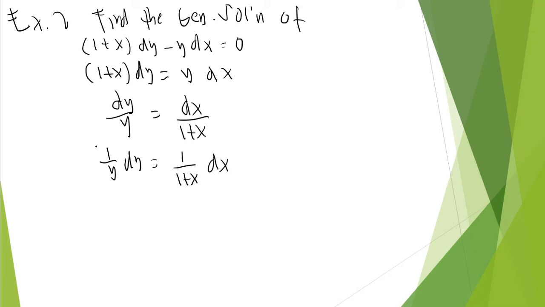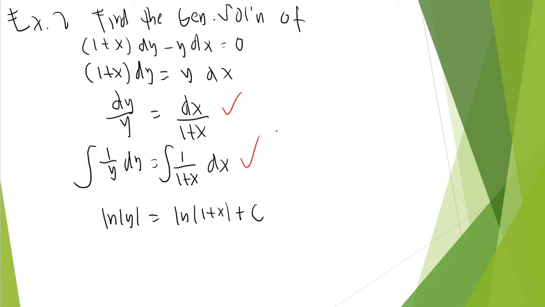Now, we get the integral of both sides. Our left side becomes ln of the absolute value of y is equal to ln of the absolute value of 1 + x, and then don't forget the plus C. Okay, now in this example, we will include a third step. The first step, as we said, is we separate y from x, and the second step is we get the integral of both sides. The third step is to solve for y.